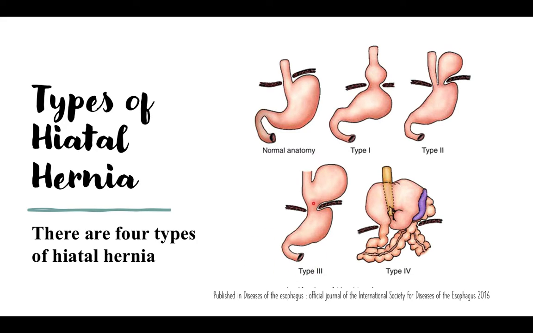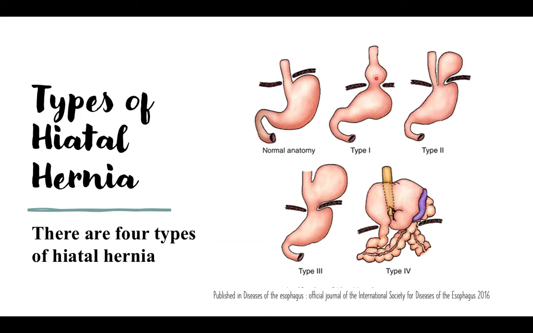Type 3 is actually the combination of these two. You can see the gastric cardia and also the fundus parallel to the esophagus, so it is a combination of sliding hernia and type 2 paraesophageal hernia. In type 4, also a paraesophageal hernia, most commonly the colon protrudes into the mediastinum. It is rare, but quite dangerous.